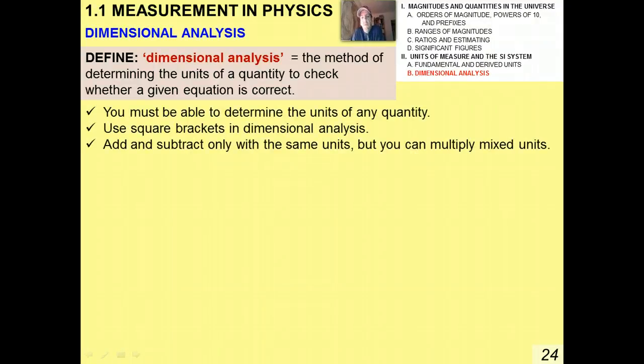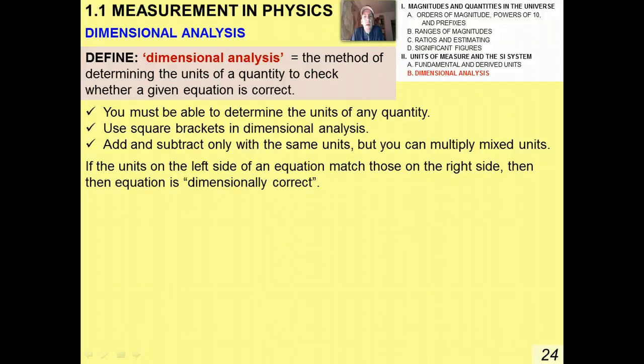So the things you have to be able to do, you must be able to determine the units of any quantity. Don't just assume that an equation is correct, that the units are correct. You need to use square brackets when you do dimensional analysis, and just remember that you can add and subtract only with the same units. For example, you can't add a meter and a second together, right? It doesn't make any sense. However, you can multiply meters and seconds together. That's no problem, all right?